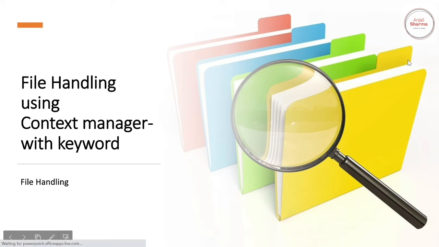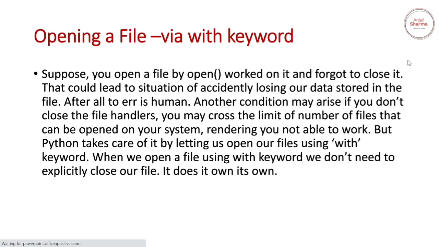Now let us see how the with keyword eradicates the need of closing the file every single time. That concept is known as using the context manager. Suppose you open a file by the open function, work on it and forget to close it. That could lead to a situation of accidentally losing your data stored in that file. After all, to err is human. Another condition may arise if you don't close the file handlers. You may cross the limit of the number of files that can be opened on your system, rendering you not able to work. But Python takes care of it by letting us open our files using the with keyword.